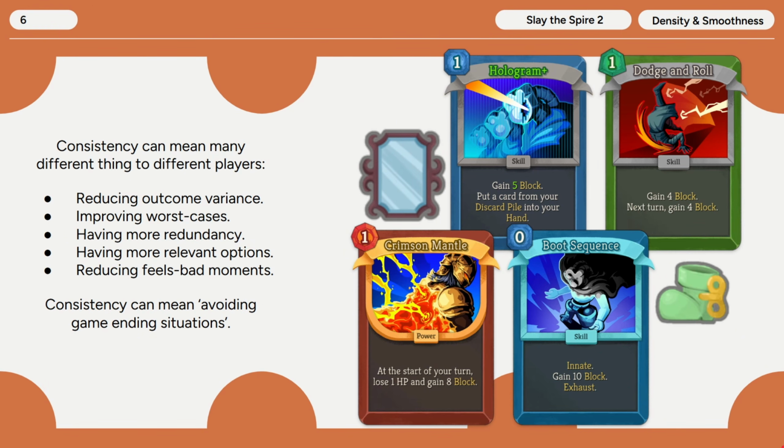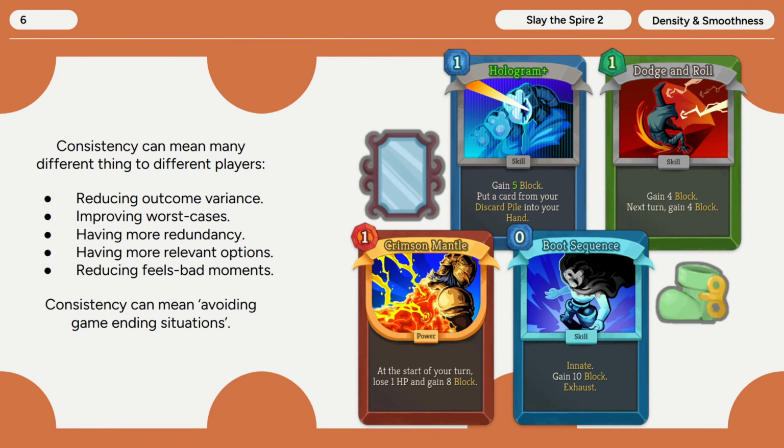Consistency might also mean avoiding game-ending situations. Now, this is maybe where the way I would use the term consistency more or less falls down to. I might say that a decision is more consistent if it leads to fewer game-losing situations. So, things like reducing outcome variance.